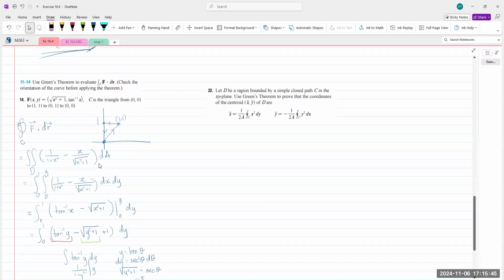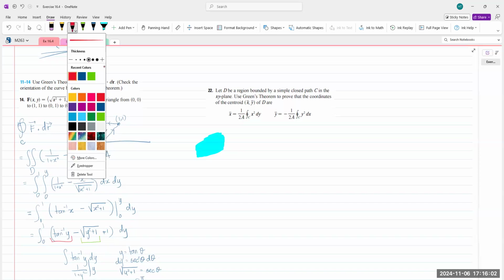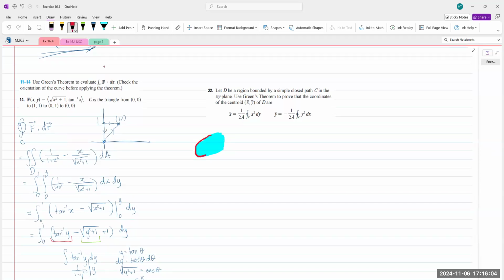Okay, number 22. Let D be the region bounded by closed path C. Let's say this is the D. Of course, we want the boundary to be smooth. So this is the C, a simple closed path C on the XY plane. This is our D, and this is curve C.